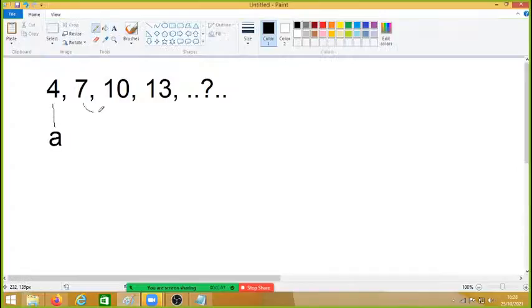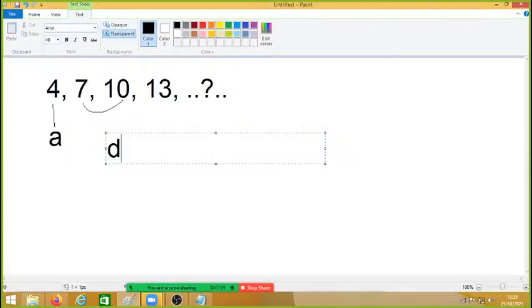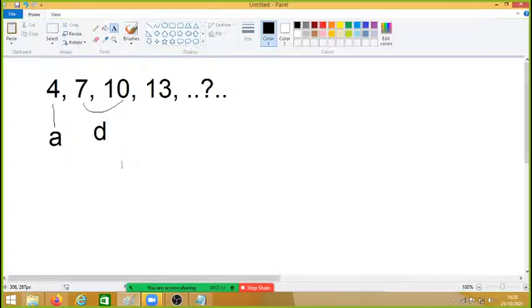The difference between one number and the one previous to it is called the difference, or D for short. If it's plus, then it's going up. If it's minus, it's going down.